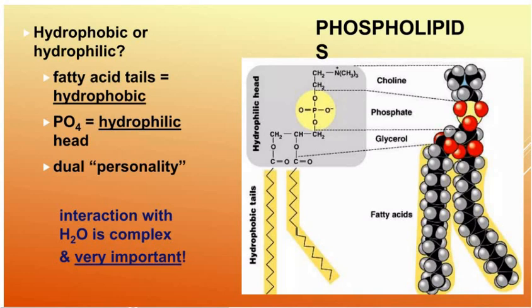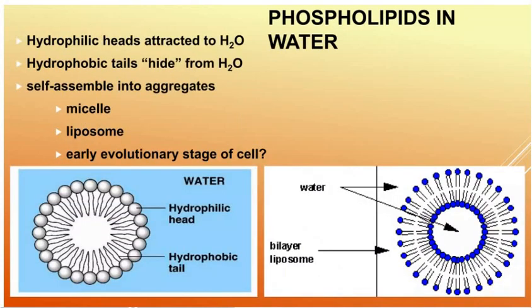You can see the phospholipids. Choline, phosphate, glycerol, fatty acid, one linear, one bent. Now, phospholipids in water. Hydrophilic heads attract to water and hydrophobic tails hide from water. Self-assembly, auto aggregates, micelles, liposomes, early evolutionary stage of cell. You can look at here the water, hydrophilic head and hydrophobic tails, water, bilayer liposome.